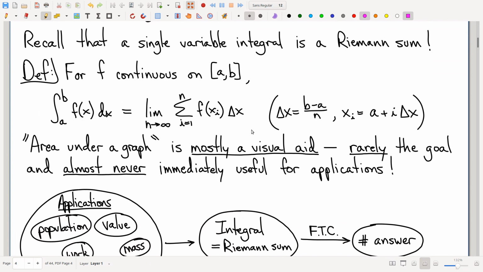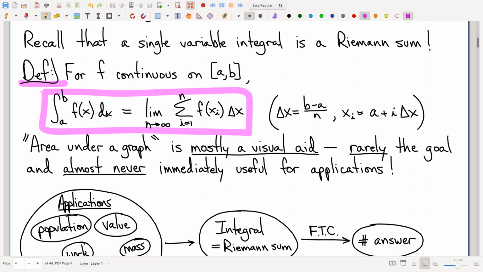I know y'all know single variable calculus, so that's not our purpose here. But specifically, there's a detail that I want to emphasize, and that's the definition of what an integral is. And very importantly, an integral is a Riemann sum. So this is a commonly misunderstood thing. A lot of people think that an integral is the area under the curve.